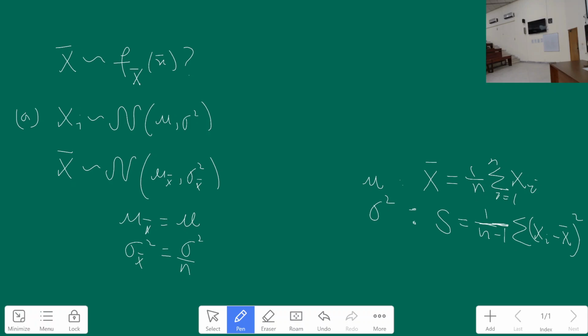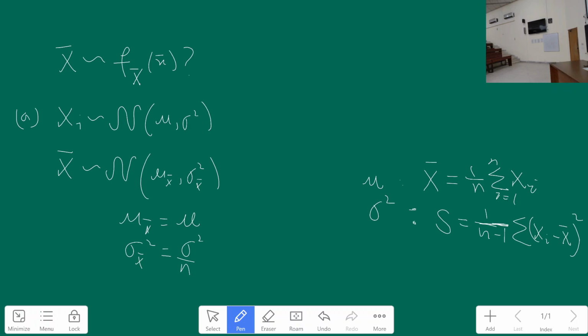For example, how can we show the first one? Can somebody help me? That the mean of x bar is the true mean. How do we prove that? Very simple. Now apply the E operator to both sides.